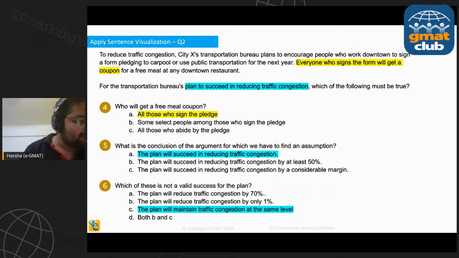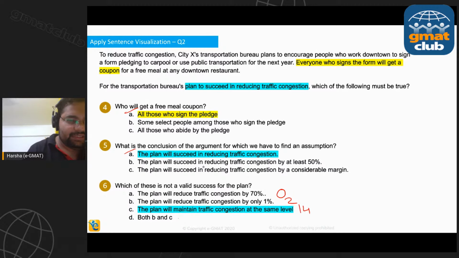Question 4 and question 5, I think all of you got this right. I'm happy to see nobody fell for any of the traps. The last one: which of these is not a valid success for the plan? Zero of you chose this option, which is great. Some of you said that this is not a valid success.